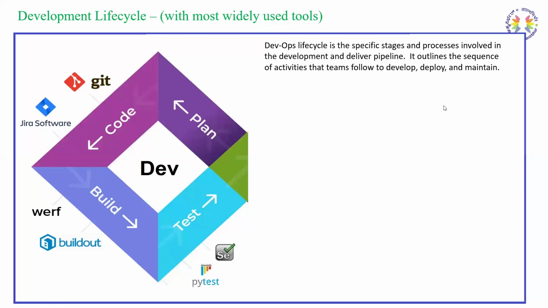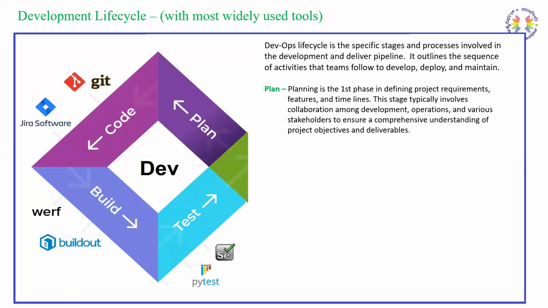Development focuses on coding, building, and testing software, while operations is responsible for deployment, monitoring, and maintaining the infrastructure. For better understanding, let us explore the DevOps life cycle stages from the perspective of a software development or a service delivery company. The first stage on the development side is plan.